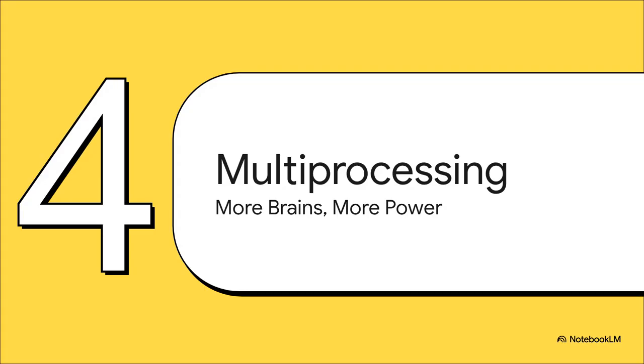Okay, but what if an illusion isn't good enough? What happens when you need real, raw, simultaneous power? Well, that's where our next technique comes in. This is multi-processing, and it's basically about adding more brains to the whole operation.